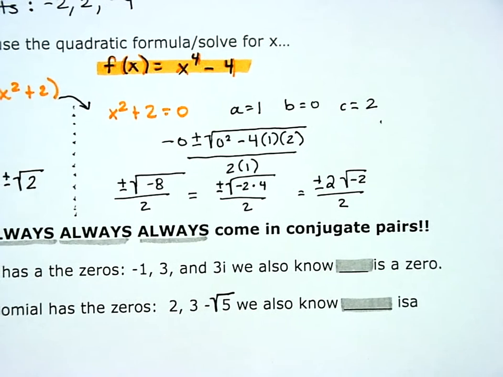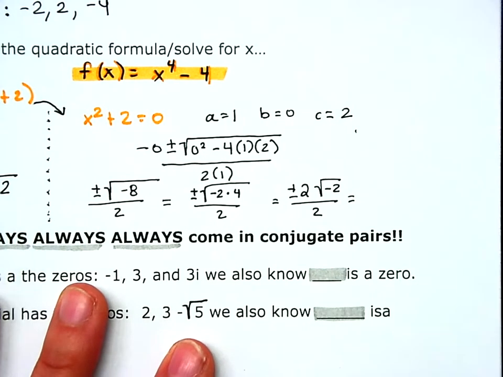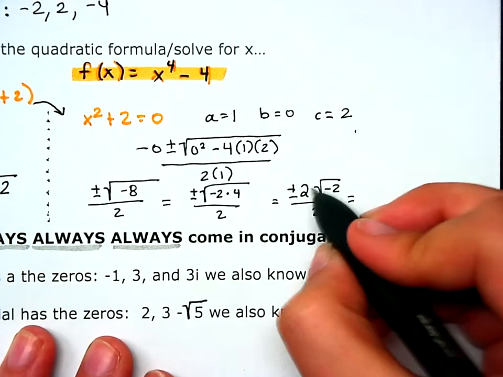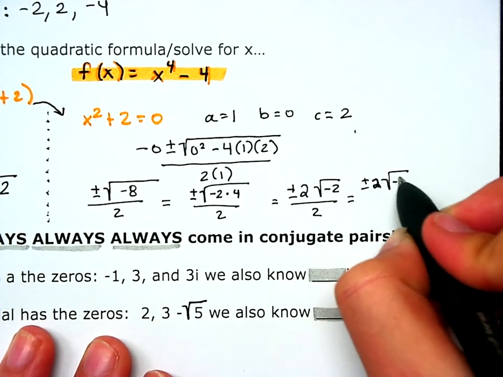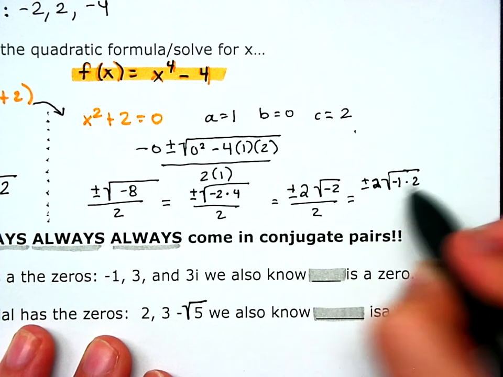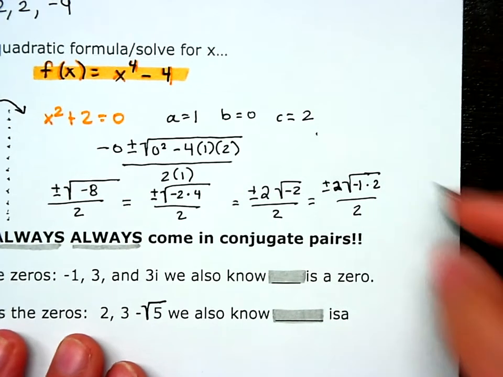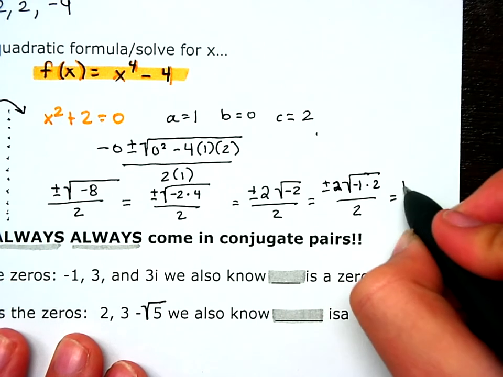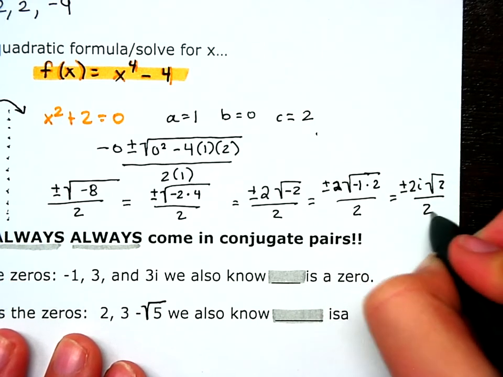And we don't want a negative under the square root, so I'm going to do one more step. This is plus or minus 2 square root of negative 1 times 2. And the square root of negative 1 is i, our imaginary number. So this is plus or minus 2i square root 2 over 2.